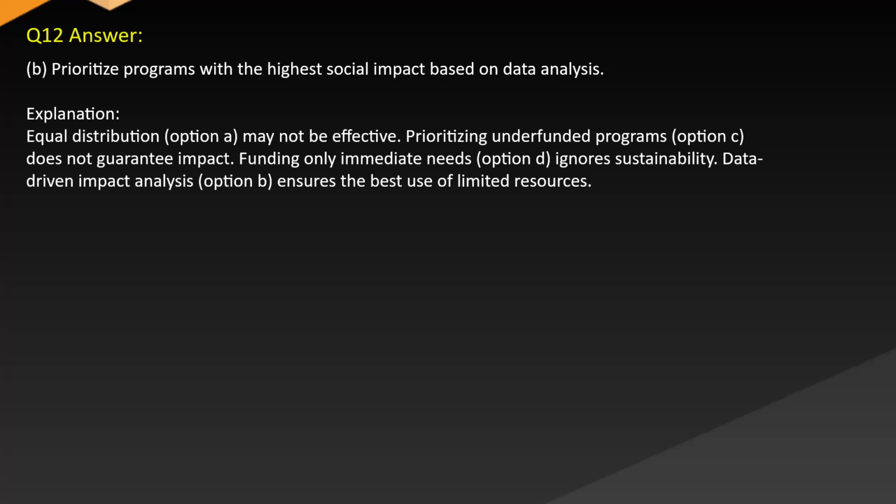Answer: B. Prioritize programs with the highest social impact based on data analysis. Explanation: equal distribution, option A, may not be effective. Prioritizing underfunded programs, option C, does not guarantee impact. Funding only immediate needs, option D, ignores sustainability. Data-driven impact analysis, option B, ensures the best use of limited resources.